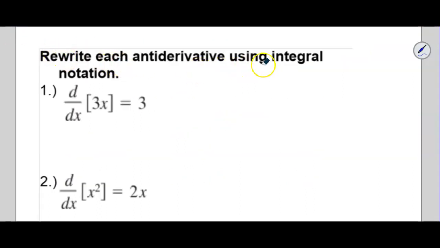Now, rewrite each antiderivative using integral notation. What we're going to do here is rewrite this in integral notation. The derivative of 3x is 3. Remember, this notation is the derivative, so the derivative with respect to x is 3. So now, write the integral of it. The integral of 3 dx equals 3x plus c. Again, if it's a constant, just add x. So 3x plus c.